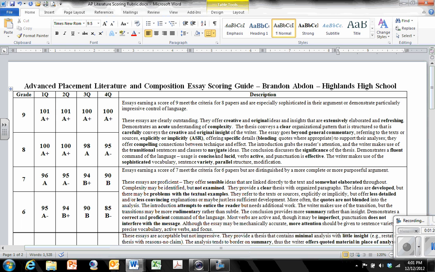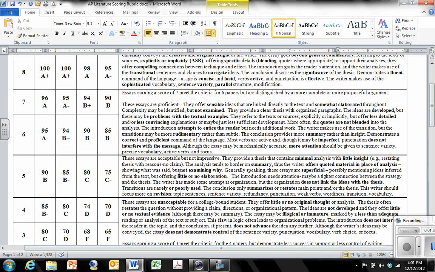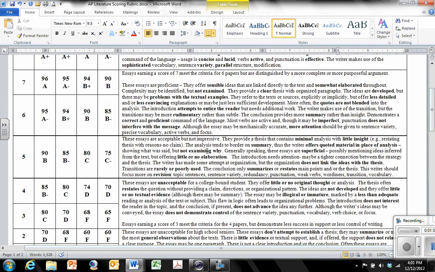Here's the scoring rubric. You can see on this side I have bold-faced words that describe an 8 or a 9, a 7 or a 6, a 5, a 4. And these are the words that are going through my mind and I want going through your mind when you're thinking about your writing. A 5 is going to have little or no elaboration. It's going to border on summary, minimal analysis with little insight. Notice the difference between the 5 is acceptable, not impressive. The 4 is unacceptable. Little or no original thought.